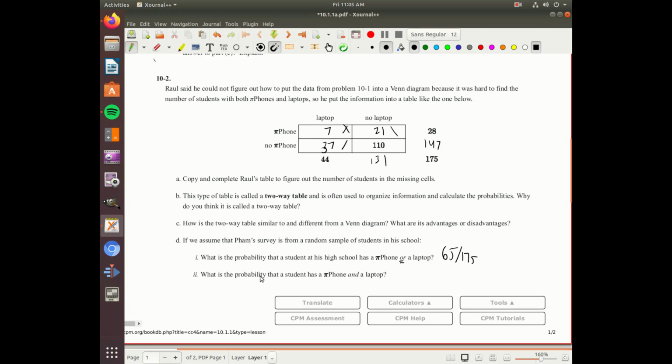If it says, what's the probability that a student has an iPhone and a laptop? Well, again, this slash counts for laptops. This slash counts for iPhones. You'd have to have both slashes. You'd have to have the laptop slash and the iPhone slash. So it'd be 7 out of 175. Versus, again, the or question, you'd have to have the laptop slash or the iPhone slash. Either way. I kind of like to mark up my 2A tables as I'm doing them. You don't necessarily have to, but I find it helpful sometimes.